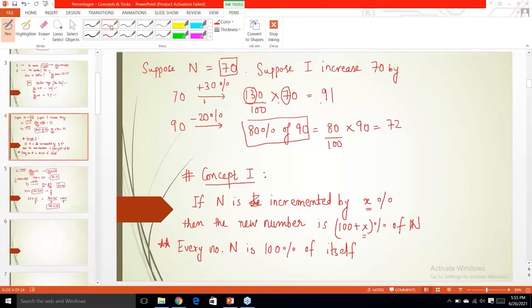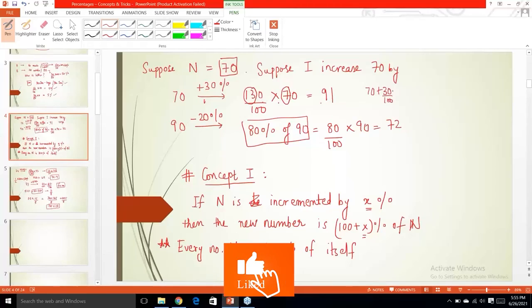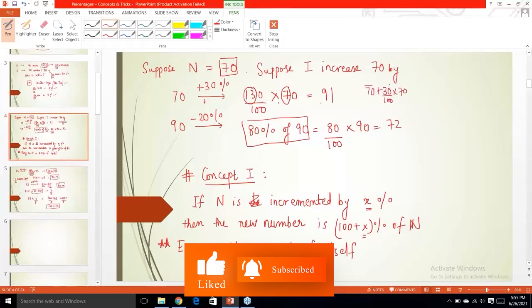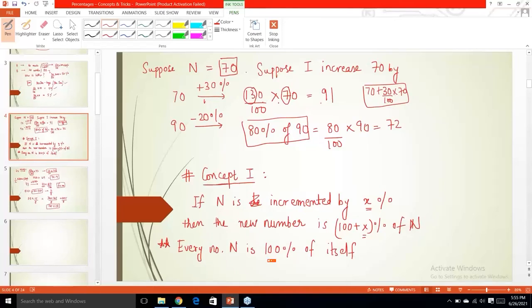The idea is very simple. If you increment 70 by 30%, what are you doing? You're taking the number 70 and you're adding 30% of 70 to it. I don't want to calculate 30% because that is not required. So what I did, I introduced a concept. I said if n is incremented by x percent, in this case x is 30, then the new number is 100 plus x percent of itself, of the original number. What is 100 plus x?